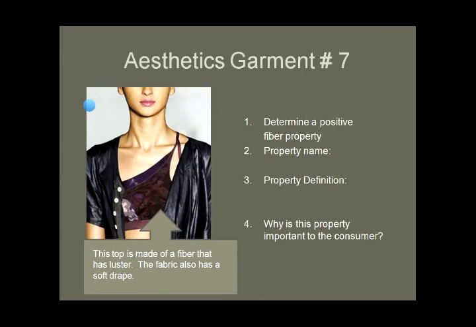Next, we have a very high fashion top. It's a bra with a draped blouse over it. This top is made of a fiber that has high luster. The fabric is also very soft and has a fluid drape. So in this case, we're trying to identify a fiber property that contributes to the aesthetics. Determine a positive fiber property that contributes to that aesthetic. Give us the property name, tell us a definition of the property, and why it's important to the consumer.